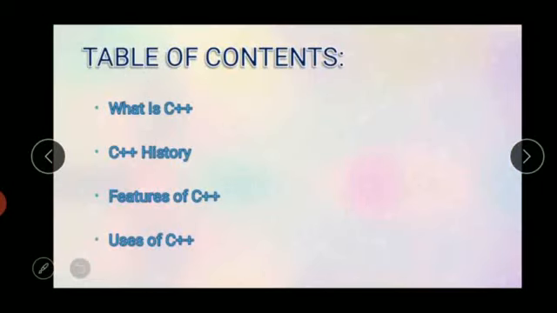So the table of contents we have today are: what is C++ and its history, where it came from and how it got developed, and what the features and uses of C++ are.